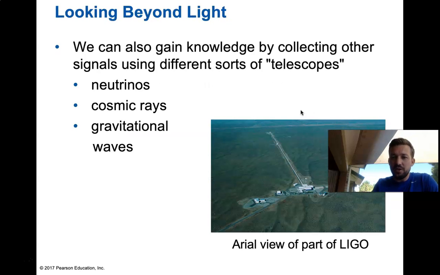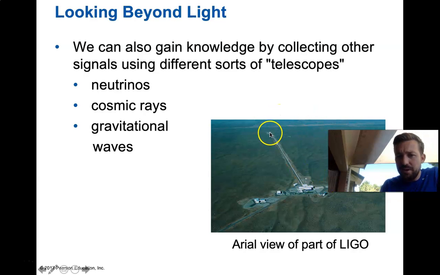And we can also see other things that are just not light. Okay, so we also build these things. They're not really telescopes, but they're ways of measuring things. Like we have this thing called LIGO, and this is the way that they detect gravitational waves. Okay, and it's kind of interesting.